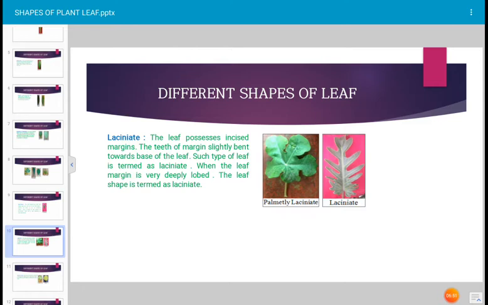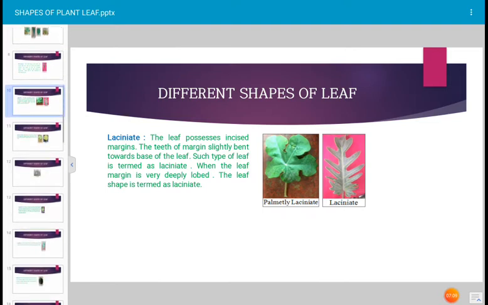Next, this shape shown in the photograph, that is described as lacinate shape. The leaf possesses incised margins. The tip of the margin is slightly bent towards the base of the leaf. Such a type of leaf is termed as lacinate. When the leaf margin is very deeply lobed, the leaf shape is termed as lacinate.